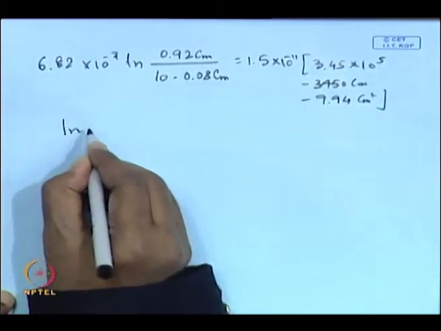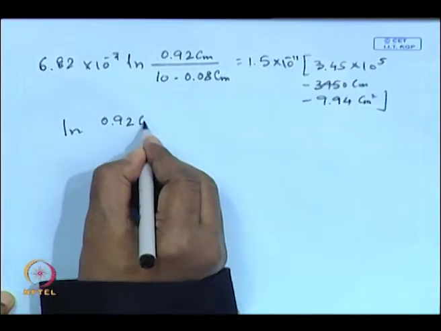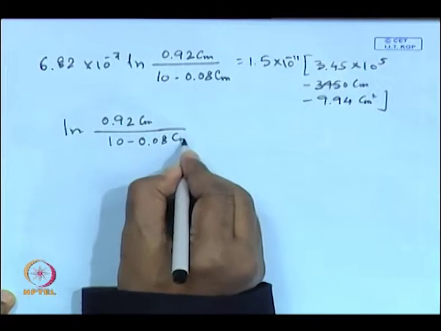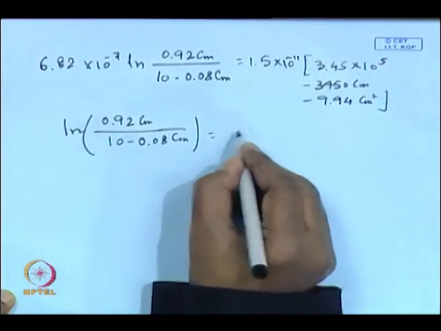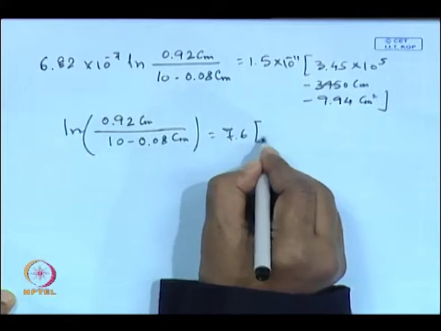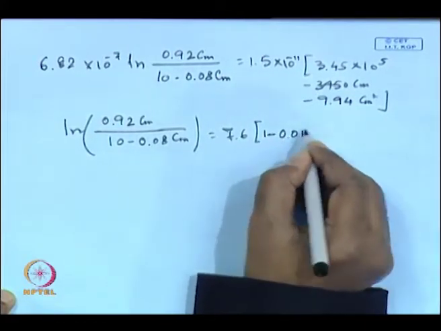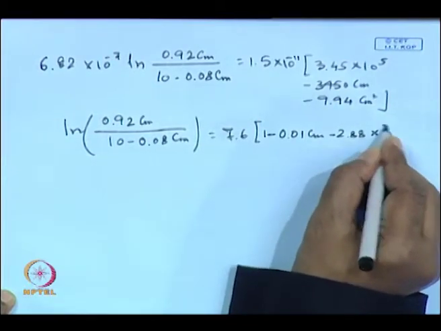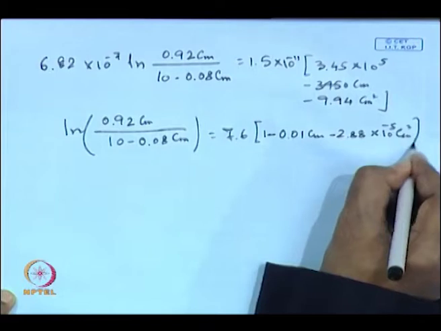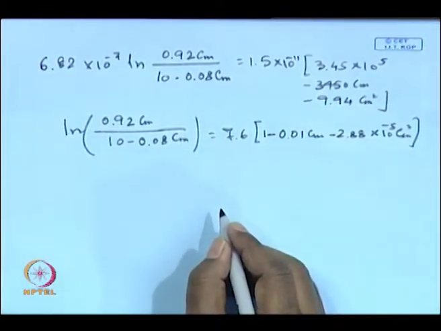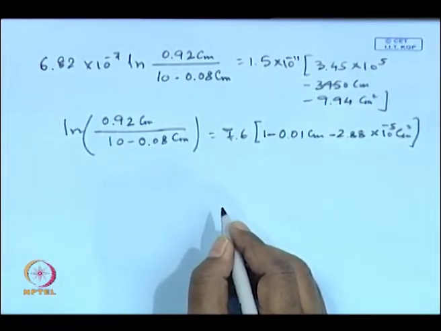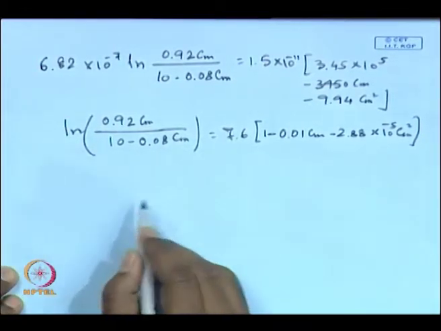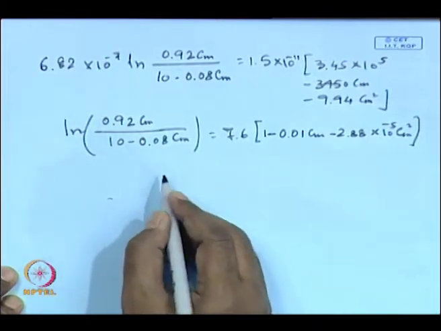So, in a neat form this becomes 0.92 times Cm over 10 minus 0.08 times Cm, in a bracket, is equal to 7.6 times 1 minus 0.1 Cm minus 2.88 into 10 to the power minus 5 Cm square. Now, you have to really do a trial and error solution to get the left hand side equal to the right hand side. So, you guess various values of Cm.